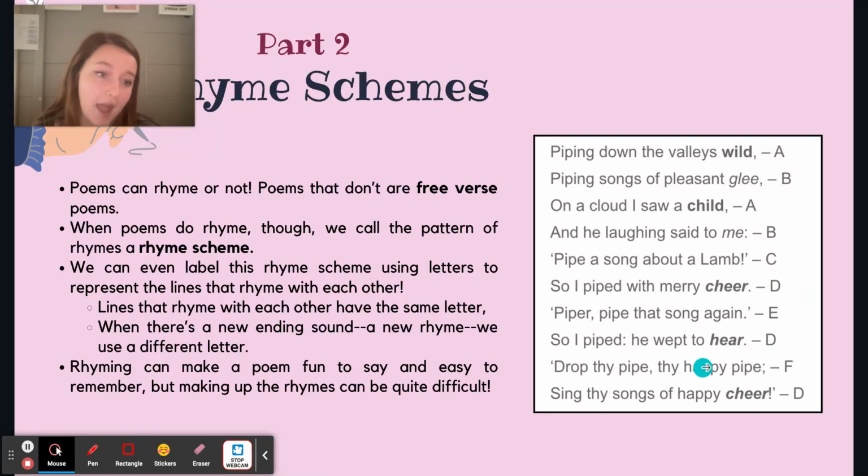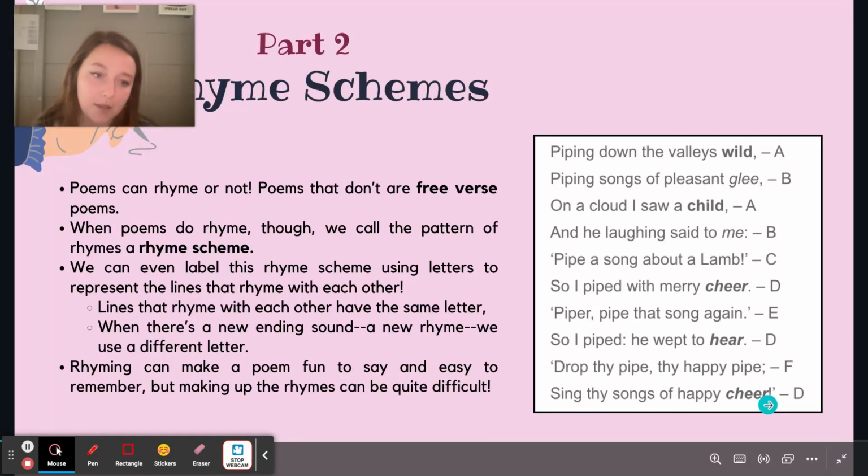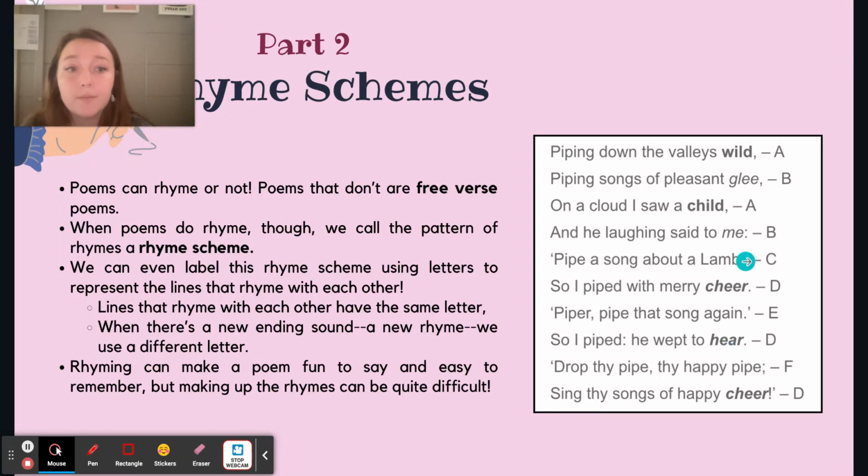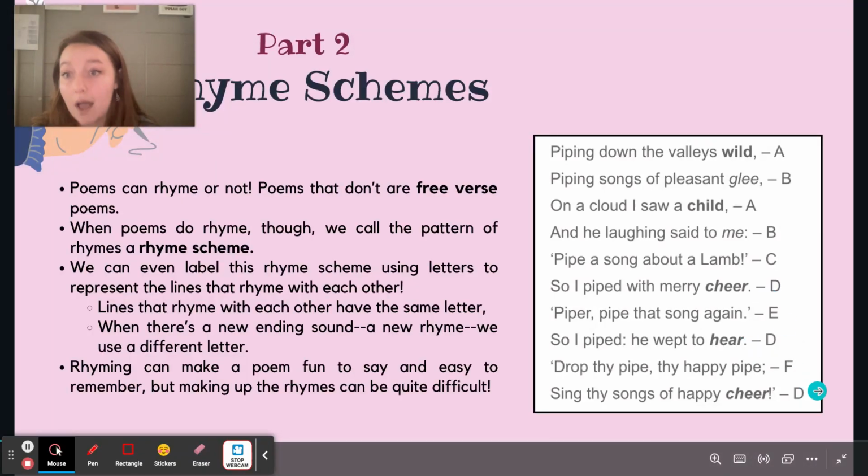Drop thy pipe, thy happy pipe, not a sound we've heard of before, F. Sing thy songs of happy cheer. Now that does rhyme with here, so it gets the same letter, D. We end up with this rhyme scheme that describes the poem, and then people can mimic this pattern. So we have A, B, C, D, E, D, F, D. So we know there are 3 lines that are going to rhyme with each other.